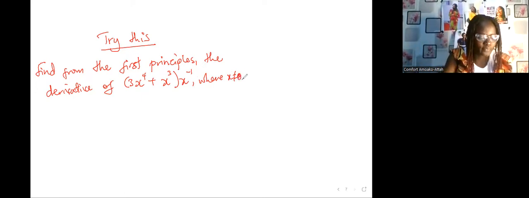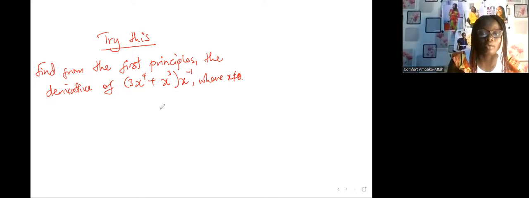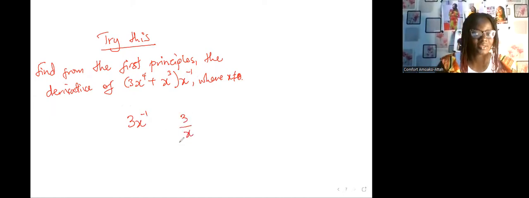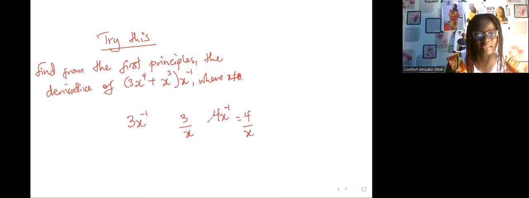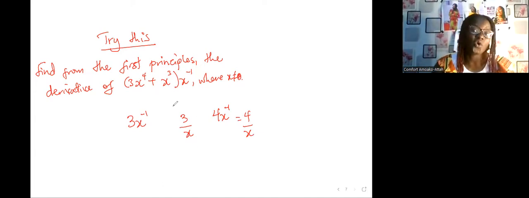Okay, so this one, it is very easy. This one means that I'm giving you an example. If you have 3x exponent negative 1, it's the same as 3 over x. You understand? If you have 4x exponent negative 1, it means the same as 4 over x. This is the same as over. So it means dividing this whole thing over x. So you go step by step and you follow the 4 steps.